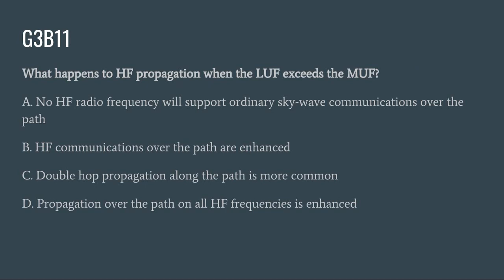G3B11, what happens to HF propagation when the lowest usable frequency exceeds the maximum usable frequency? A, no HF radio frequency will support ordinary skywave communication over the path. B, HF communications over the path are enhanced. C, double hop propagation along the path is more common. D, propagation over the path on all HF frequencies is enhanced. Correct answer is A, no HF frequency will support ordinary skywave communications over the path.